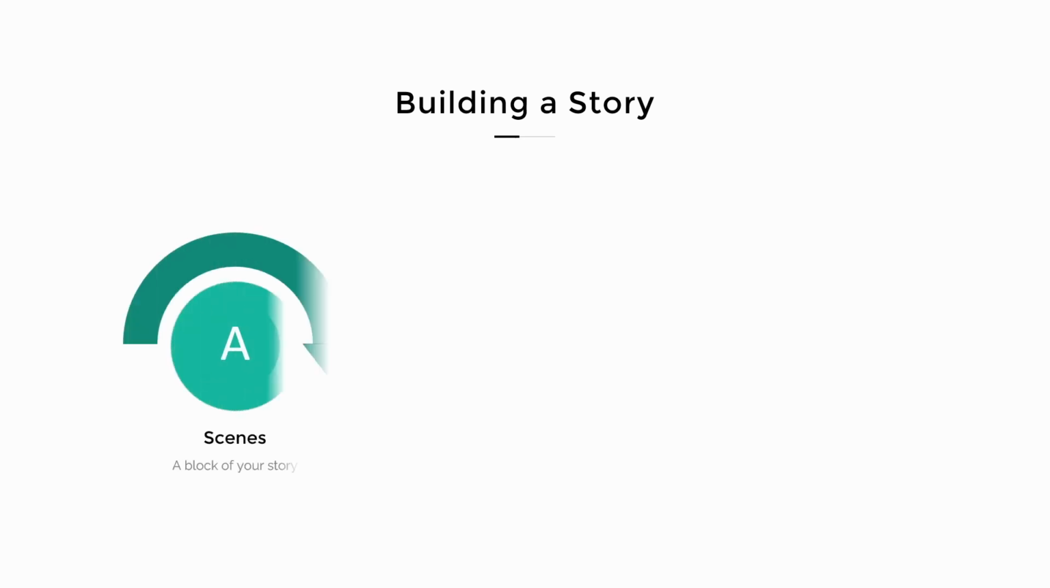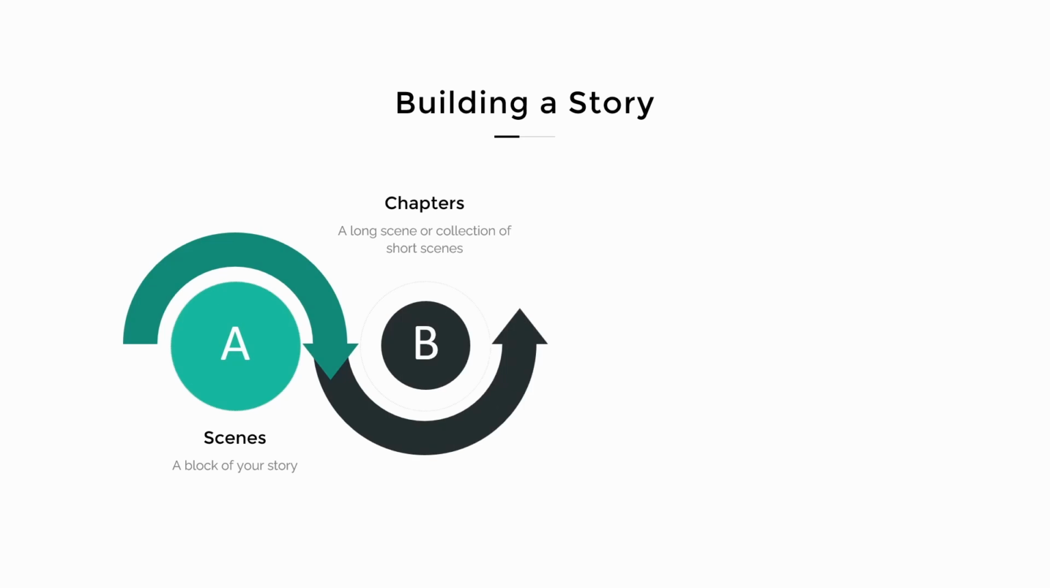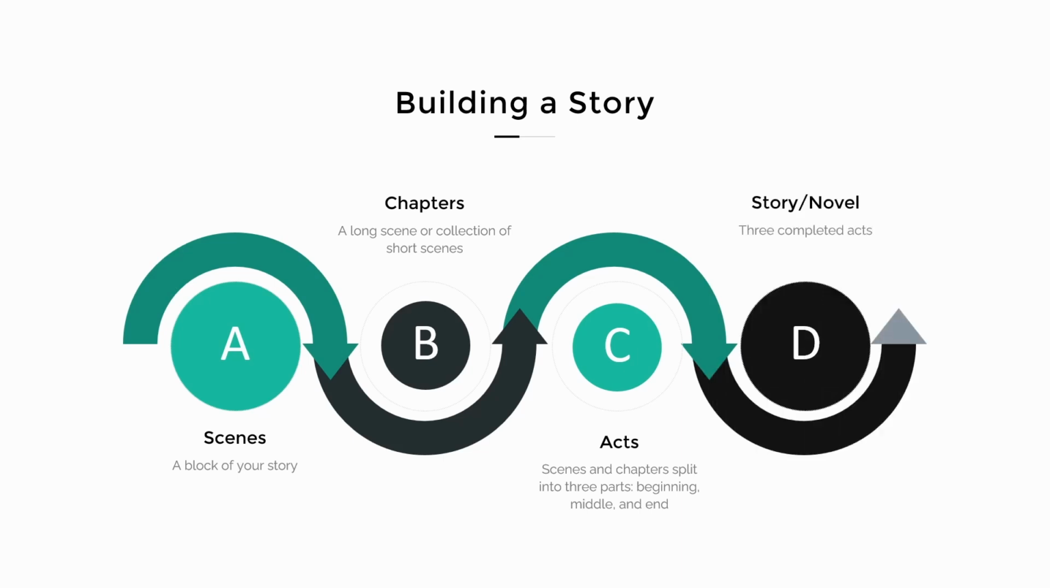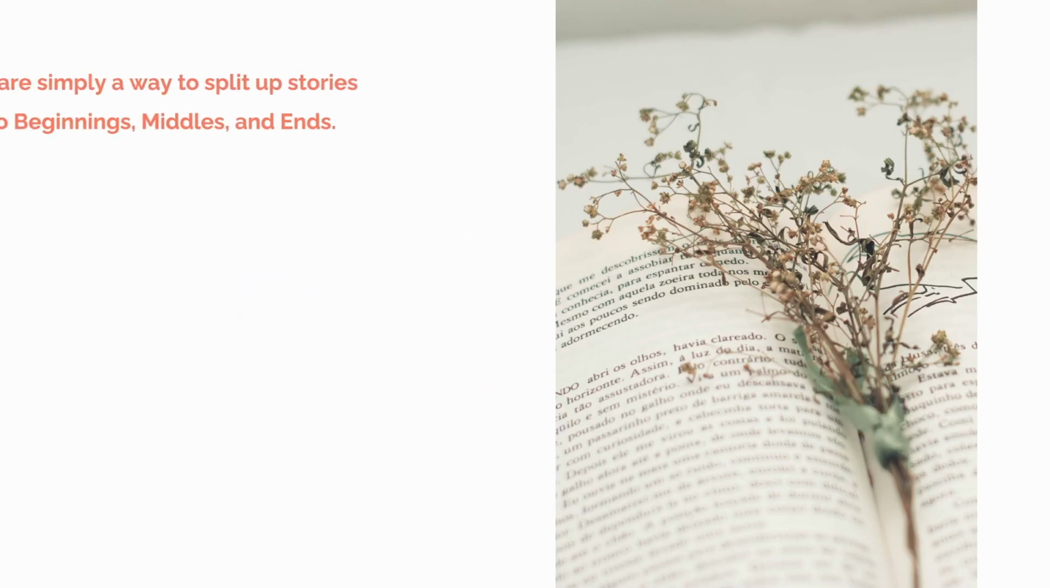If you remember in my last video about how to build a scene, we talked about scenes are the block of your story, and that turns into chapters as a long scene or a collection of short scenes. And after that, you have acts, which are scenes and chapters split up into 3 parts, a beginning, a middle, and an end. And that creates your story or your novel, which is 3 completed acts. So acts are just a way that we break up stories, and we split them into 3 acts, usually a beginning, a middle, and an end.